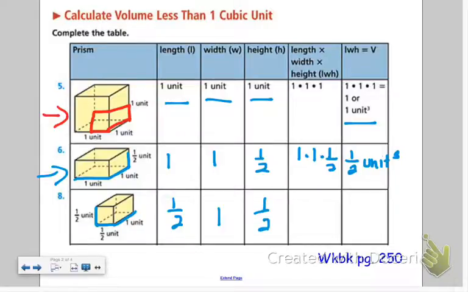And watch what happens when we do the multiplication. 1/2 times 1 times 1/2. And remember, it helps if you put whole numbers over 1 when you're multiplying with fractions and whole numbers. So 1 times 1 times 1 is 1, and 2 times 1 times 2 is 4. So we have a quarter cubic unit, which obviously makes sense because it's exactly 1/4 of the original prism. Again, we just have a prism that has a volume that's less than 1 cubic unit.